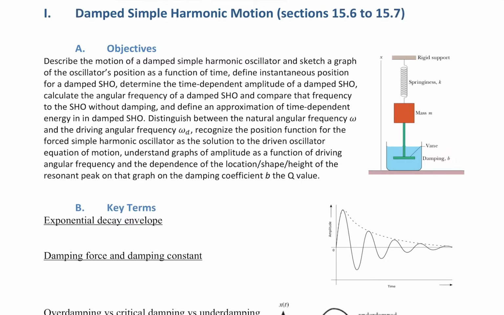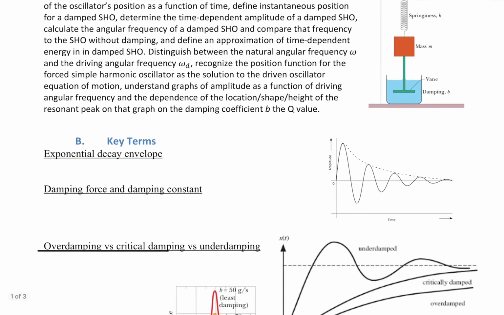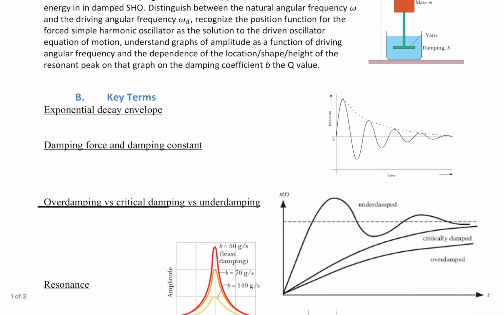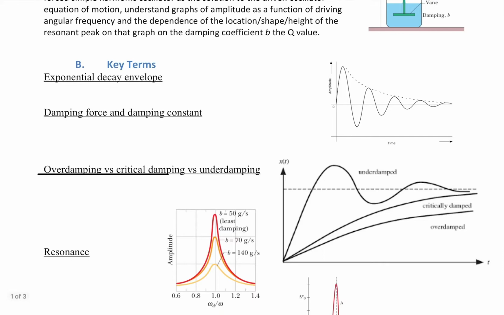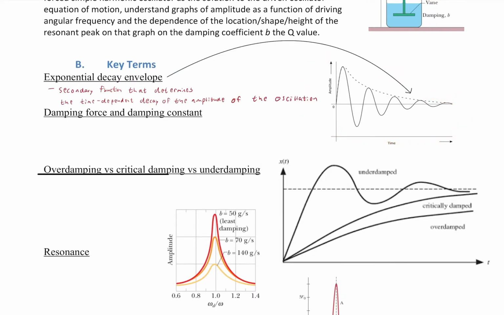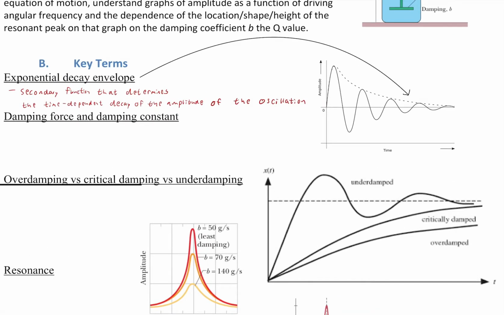Okay, so let's take a look at the terms and eventually the mathematical forms of these different types of motion. First of all, let's get the idea of the exponential decay envelope out of the way. Here it is in the picture. What it represents is the secondary function that determines the time-dependent decay of the amplitude of the oscillation. Notice here, this is a simple harmonic oscillation, right? This right here would be one full period, since the horizontal axis is time.